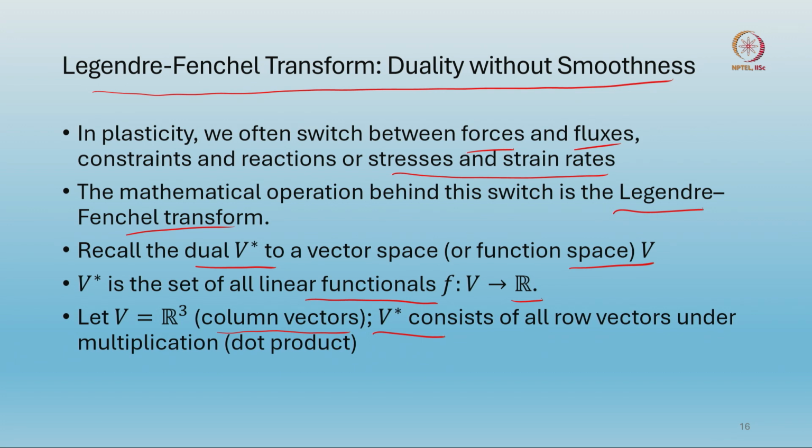You should think of an element in V star, that is a row vector, as a function on this column vector. How? You just apply the row vector to the column vector through a dot product or matrix multiplication, and you get a real number. This is precisely what we said here. So we can think of the row vector as a linear functional on V, the original vector space of three dimensional column vectors, leading to a real number. Therefore the set of all row vectors will form V star in this particular case.